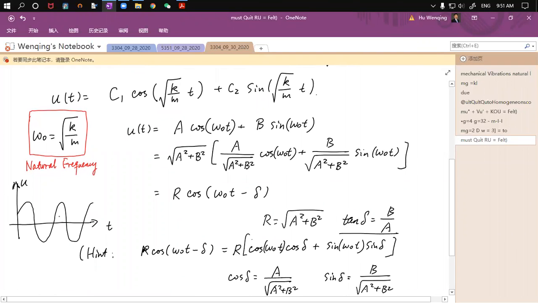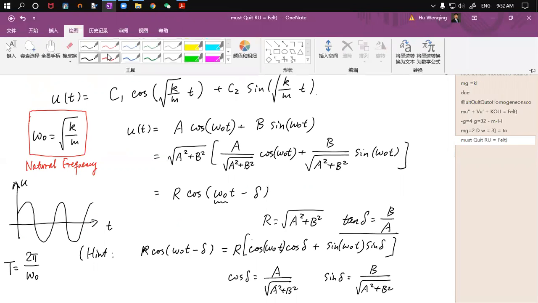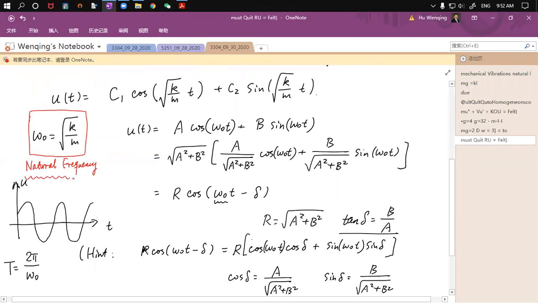And if the motion is like this, according to trigonometry, omega 0 is actually the frequency of this motion, where the corresponding period is equal to 2 pi over the frequency. Is that good, family? Right? Therefore, this frequency is going to be called the natural frequency. That's going to be a very important quantity in our later discussions. It's going to be called the natural frequency.